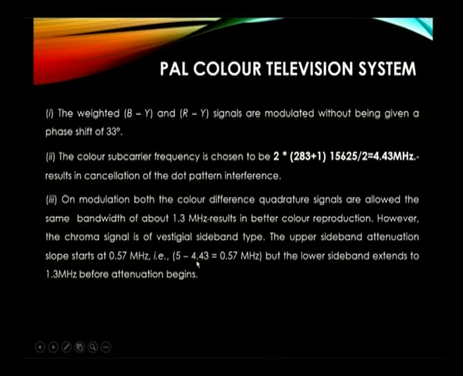5 minus 4.43 will give us 0.57 megahertz. This will be the frequency of the chroma, but the lower sideband extends to 1.3 megahertz. This is the minimum, and the maximum will be 1.3 megahertz for a chroma color signal. This is the subcarrier frequency for a chroma color signal.